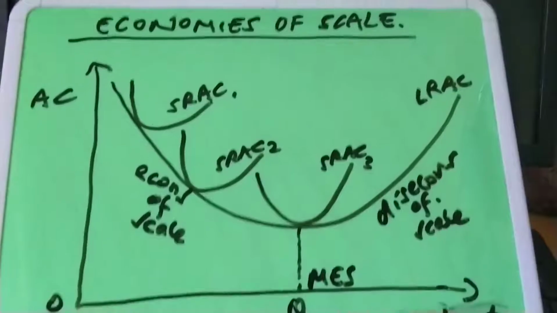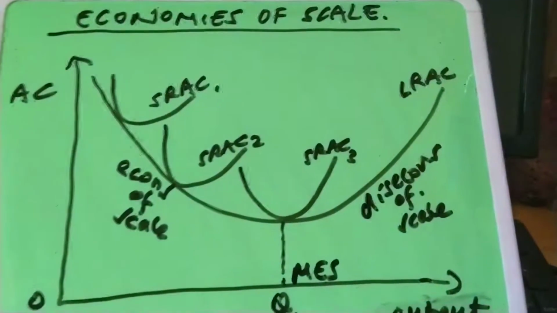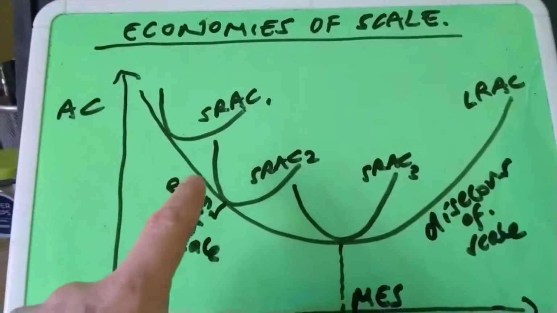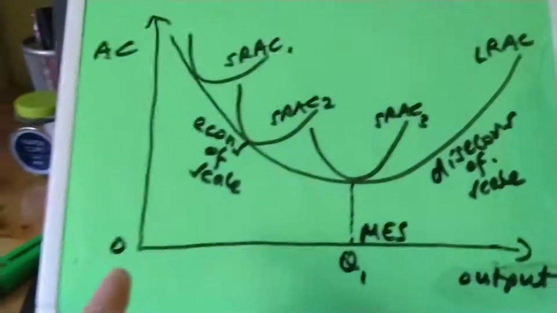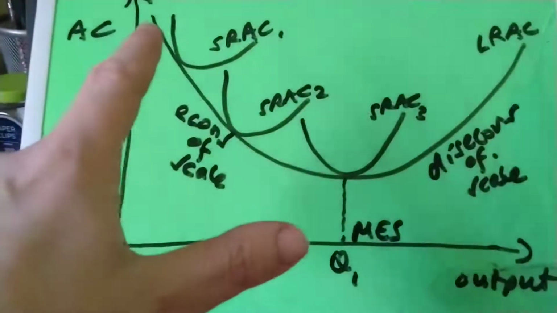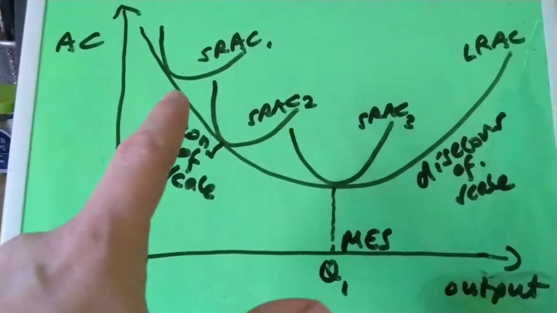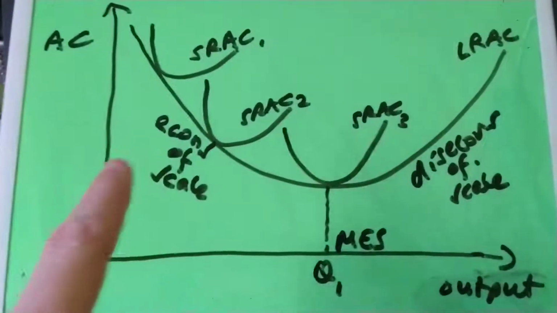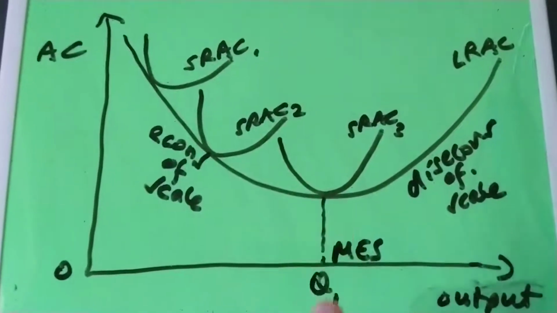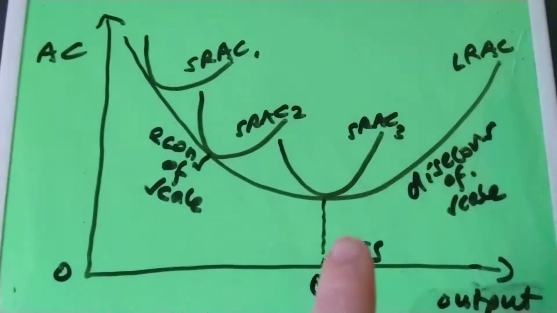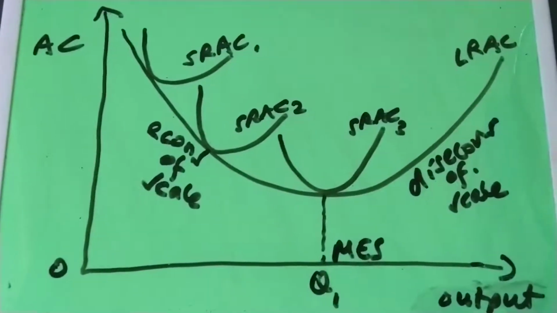So what we've got here is a long run average cost curve. That's this big U-shaped curve here. And that's showing us that as you increase the amount of output that a firm makes in the long run, then the average cost of making that output falls. So at this point, the average cost is here. And at this point, the average cost is here. And eventually we get to this point, Q1, where we've made the average costs as low as possible. And that's really good for the firm's profitability.